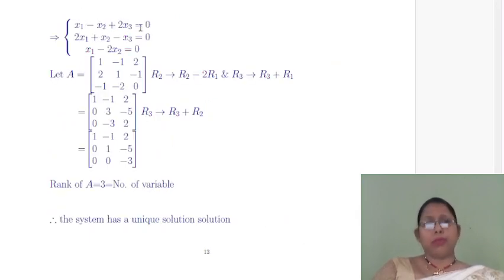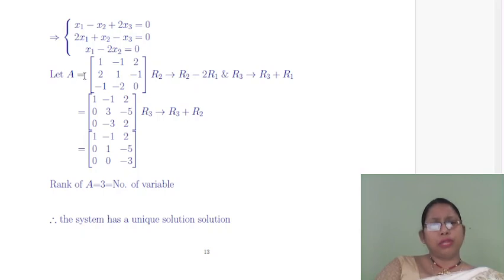x1 minus x2 plus 2x3 is equal to 0. 2x1 plus x2 minus x3 is equal to 0. x1 minus 2x2 is equal to 0. Since the right hand side of the equations are 0, this system of equations will represent a homogeneous linear equation. So solve this system of equations by the method of solving homogeneous linear equations.